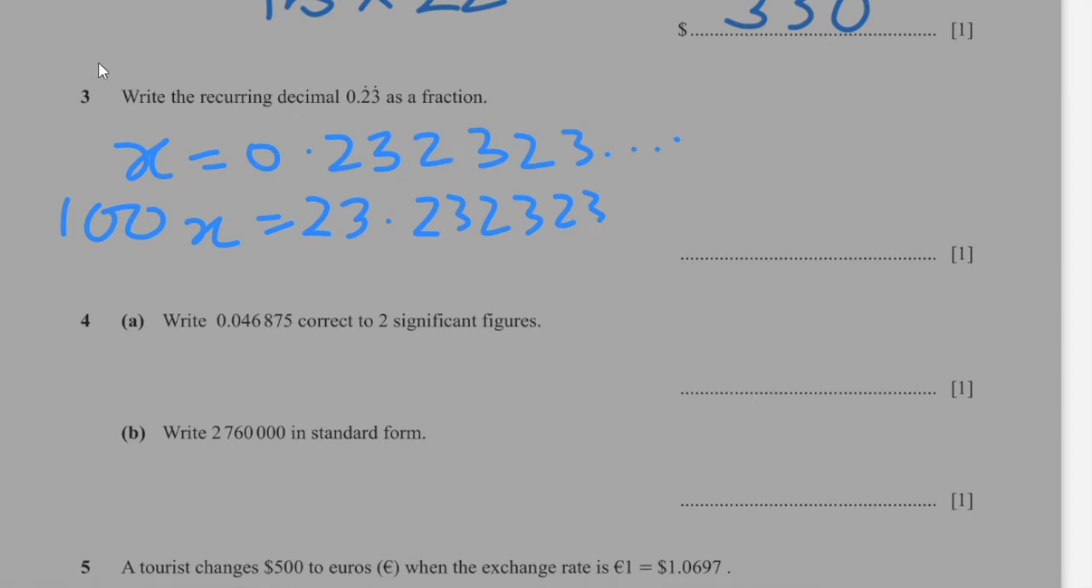And then we subtract this second equation from the first one. Well, actually we subtract the first equation from the second one, and that leaves the answer as 99x is equal to 23. So x over here is going to be equal to 23 divided by 99.